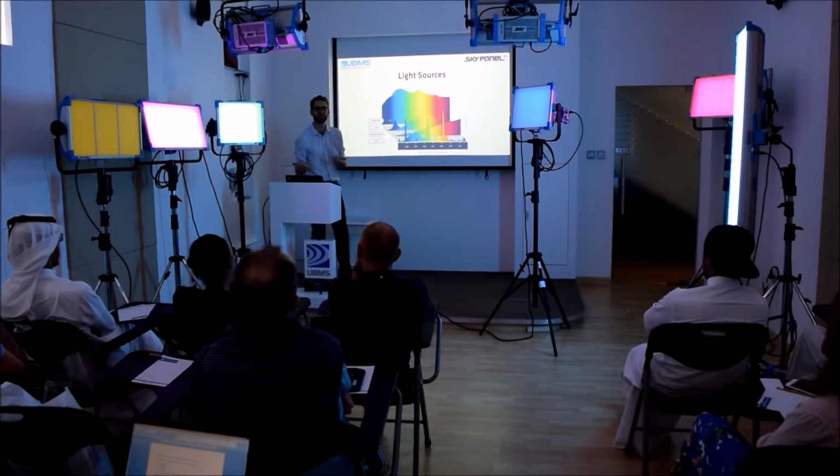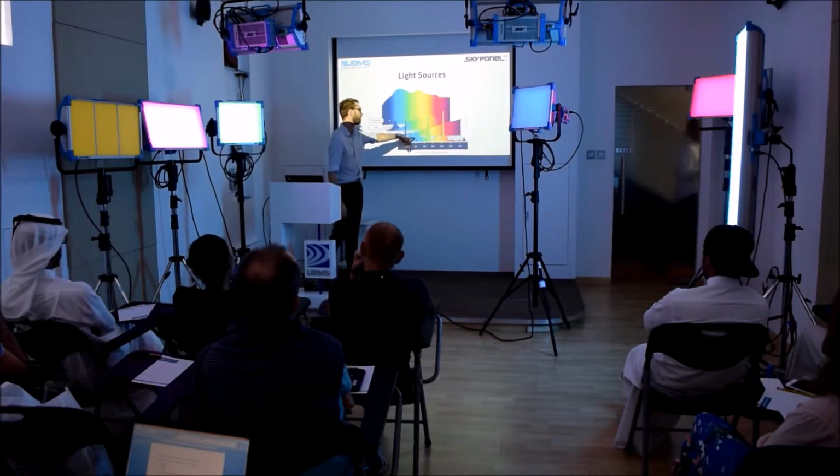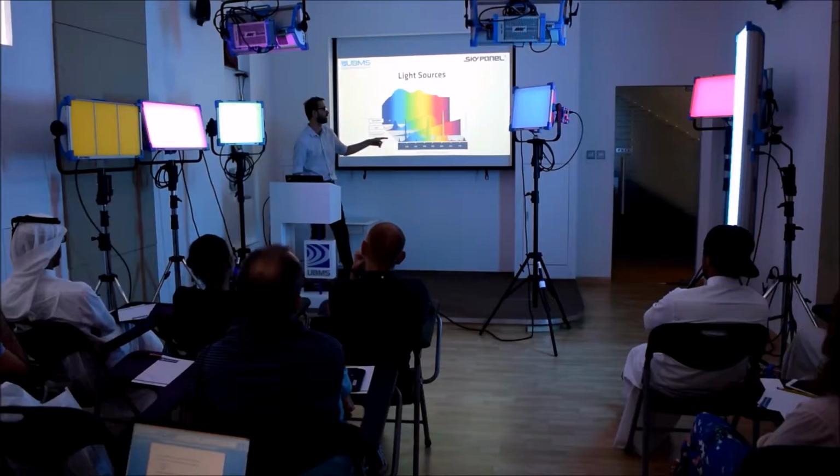But what the camera sees is that all of this in between is missing, or is very, very low in terms of intensity. So this chart here explains why our fluorescent lighting may look okay to our eyes, but to the camera, it's a mess. This chart is a mess.